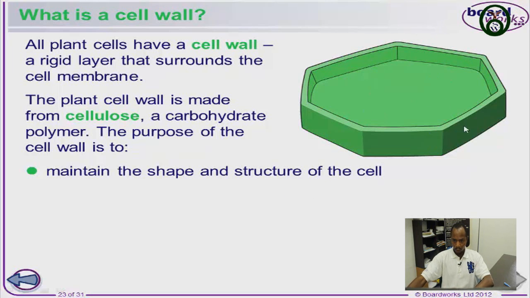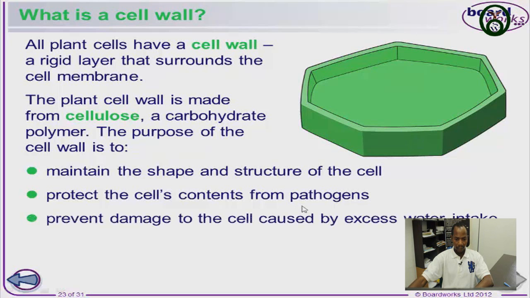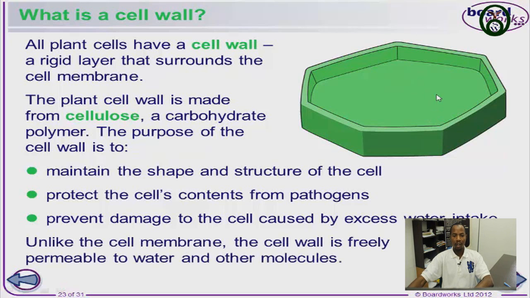This is an example of a cell wall. The first function is to maintain the shape and the structure of the cell. The second function of the cell wall is to protect the cell contents from pathogens, disease-causing organisms. Then another function they carry out is to prevent damage to the cell caused by excess water intake. So these are the main functions of the cell wall.